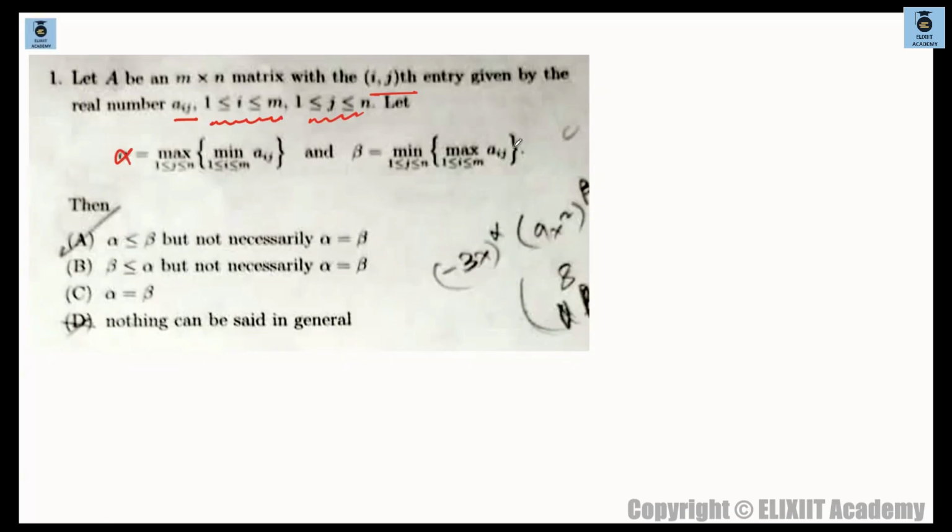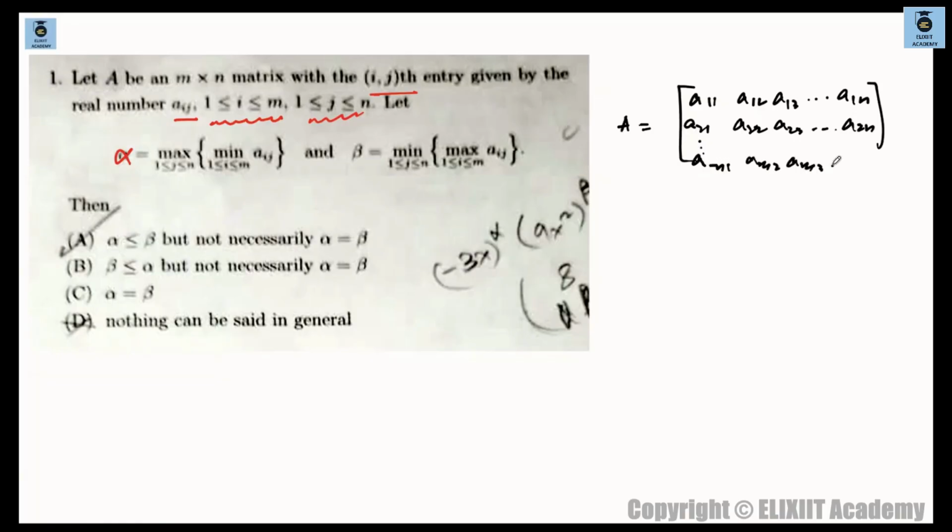So what is the meaning of this? Suppose I define a random matrix, A, with entries Aij, that is A11, A12, A13 and so on. We have the second row, and similarly the last row, the Mth row, which is AM1, AM2, AM3, and so on up to AMN. So we have considered one random M cross N matrix, having M rows and N columns.